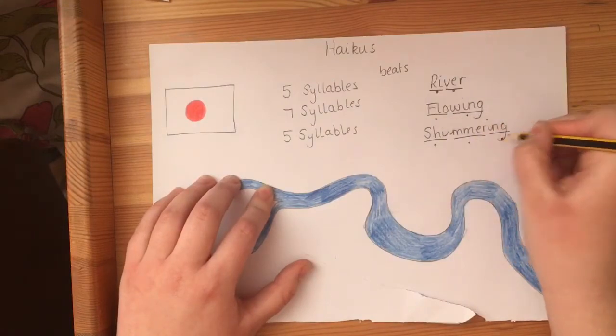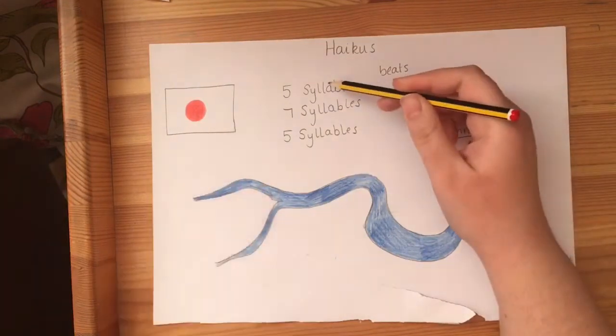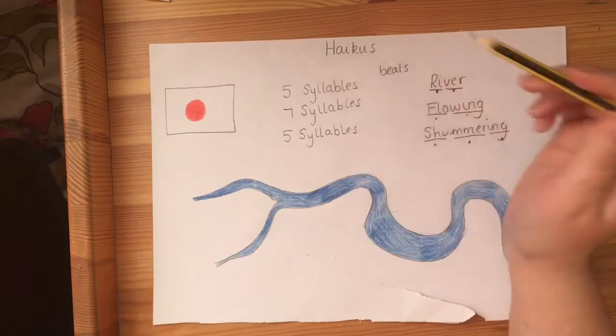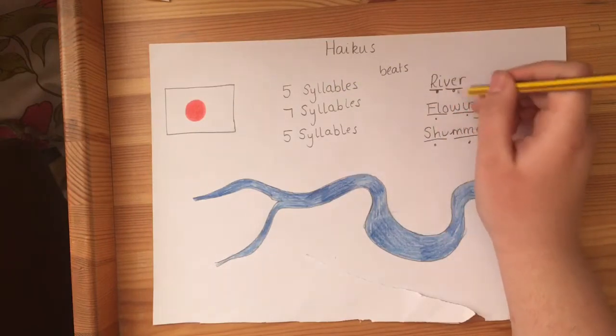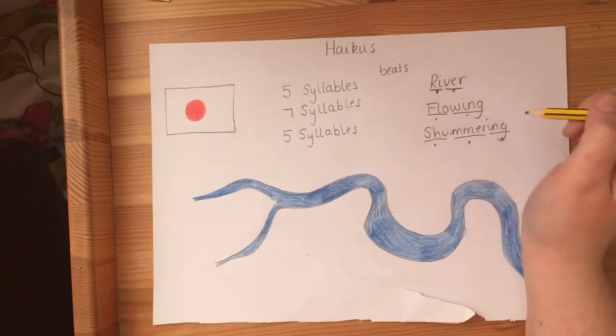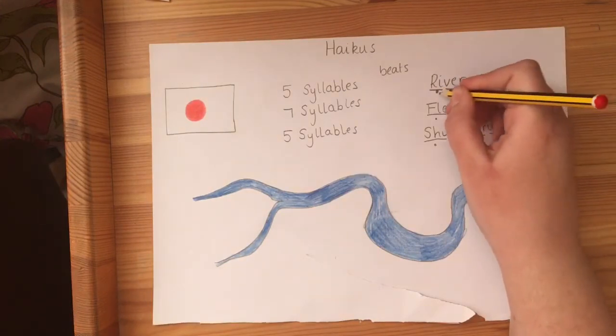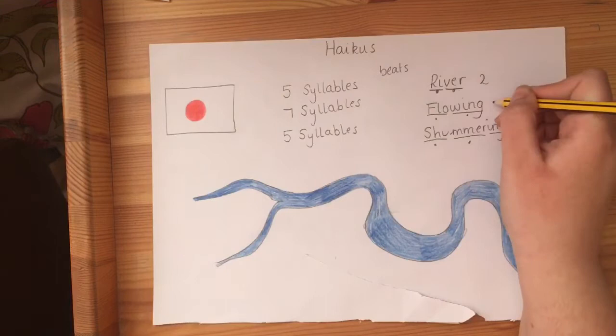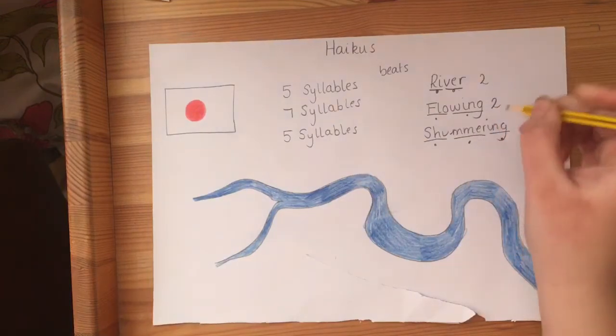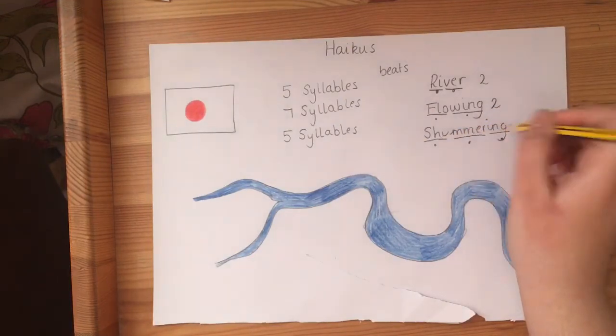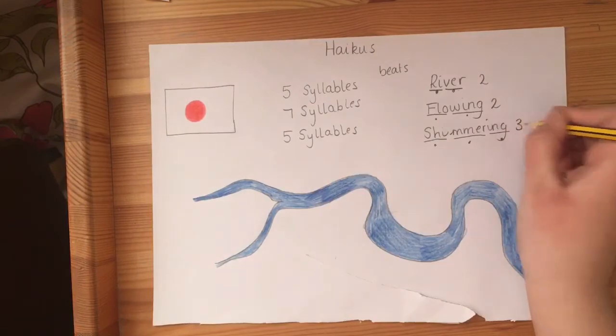So the way that we work out how many beats, how many syllables are going to go into each line is we've got to figure out how many syllables are in each of our words. So here in river, I've got 2 syllables. So there were 2 beats in that word. In flowing, I've also got 2. But in shimmering, I've got 3.